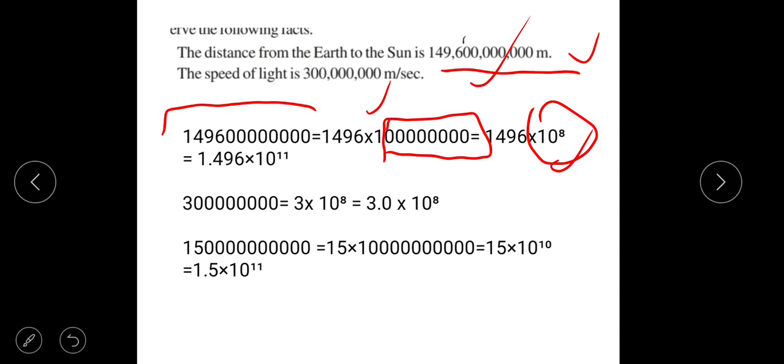But while writing in standard form, it has a format that we always want one digit in the ones place, then the decimal point, that way. Here it is 10 raised to 8, but if you put the point at the right place, 1.496 into 10 raised to 11 comes here. Why here 10 raised to 11? That I will tell you.